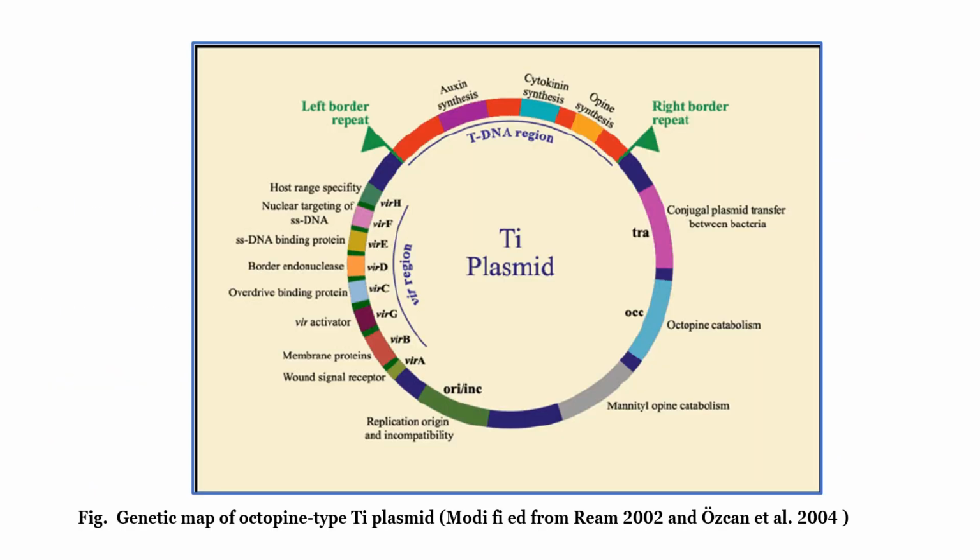Now let's have a closer look at the Ti plasmid, which I have taken again from Nauren 2002 and Ozan 2004. Here the tDNA has a left border and a right border, and it contains genes which make plant hormones like auxins and cytokinins. It also has a gene for the synthesis of opines. These opines are used as food by the bacterium Agrobacterium.